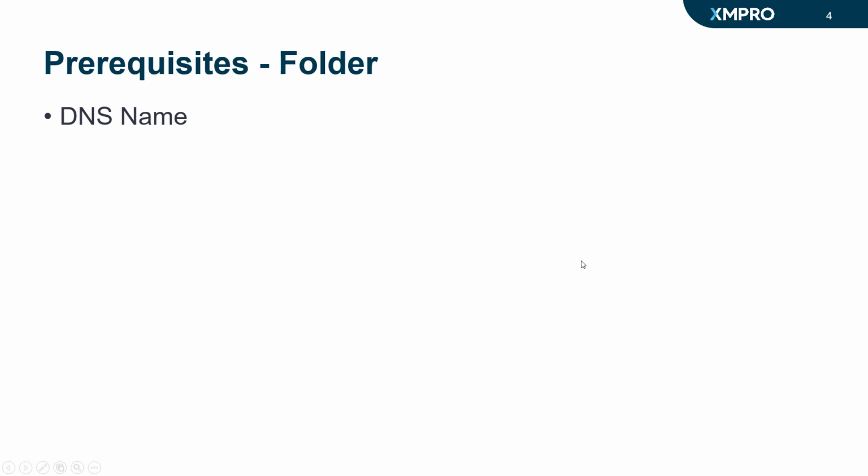If you want to install to a folder, which is that you want to create some sort of a deployment package and will then deploy it onto maybe cloud or some other server which is not directly accessible by the installer, then all you need is the DNS name.